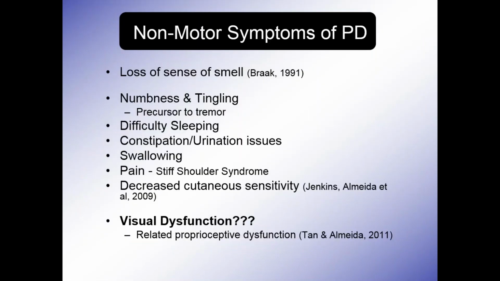Now let's focus on some of the non-motor symptoms of Parkinson's. One of the most common, and as you can see here, there's a list of symptoms, but one of the most common ones that has been linked to Parkinson's disease is the loss of sense of smell. This has been described very well in the literature over the last 20 years by Brock, and the idea behind this is that, in fact, some of the loss of sense of smell may precede the actual motor symptoms or movement symptoms of Parkinson's.